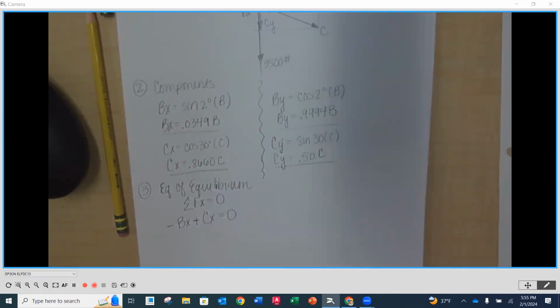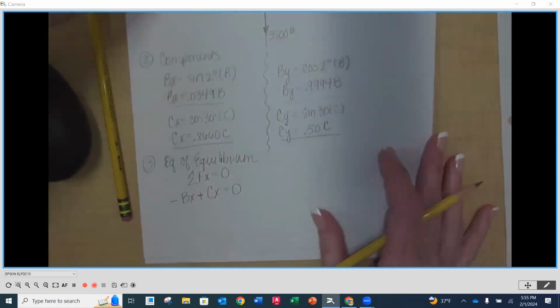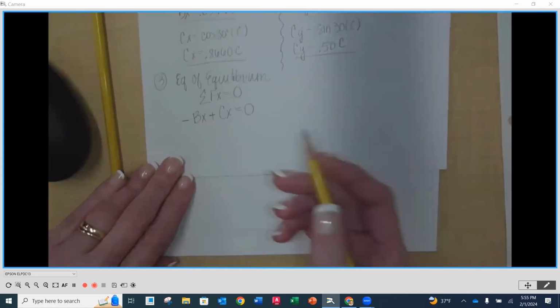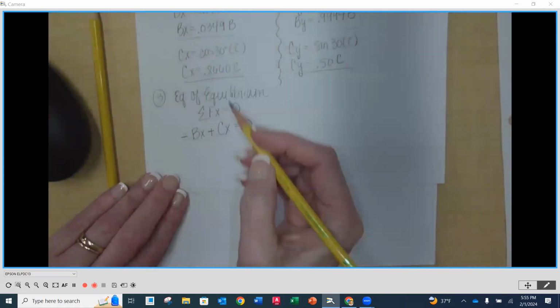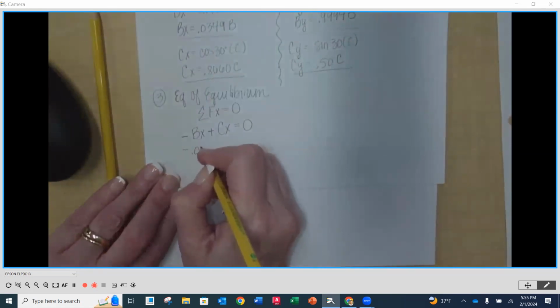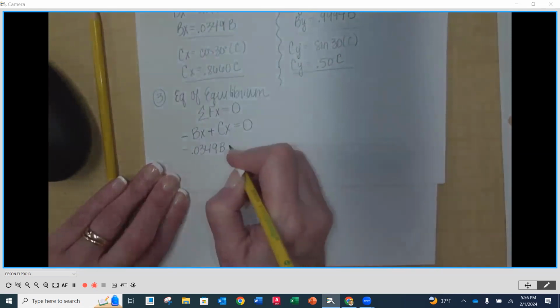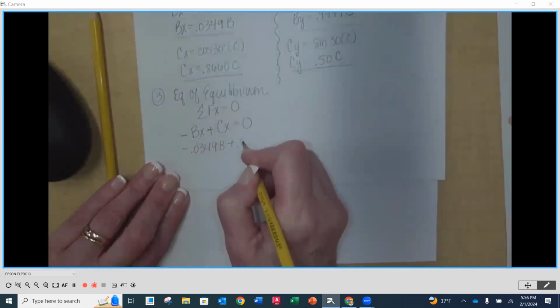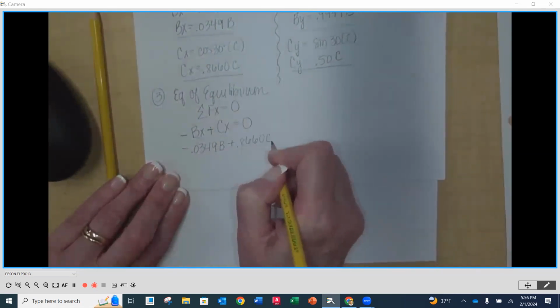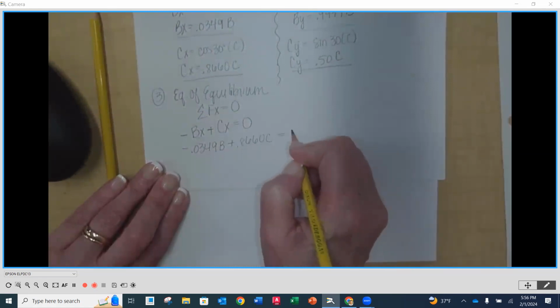All right. Now, I'm going to fill in the values from up here. For my BX, I'm going to substitute the value up here. So I'm going to say negative 0.0349B plus 0.8660C is equal to 0.